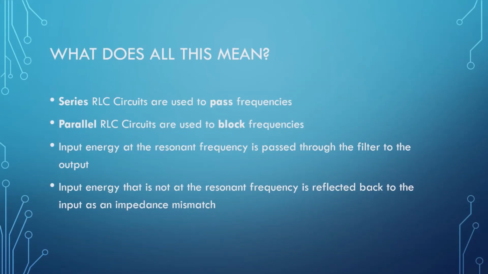So what does all this mean? Basically, we use series RLC circuits to pass frequencies. We use parallel RLC circuits to block frequencies. The input energy at the resonant frequency is passed through the filter to the output. When we're not at resonant frequency, that energy is reflected back to the input as an impedance mismatch.